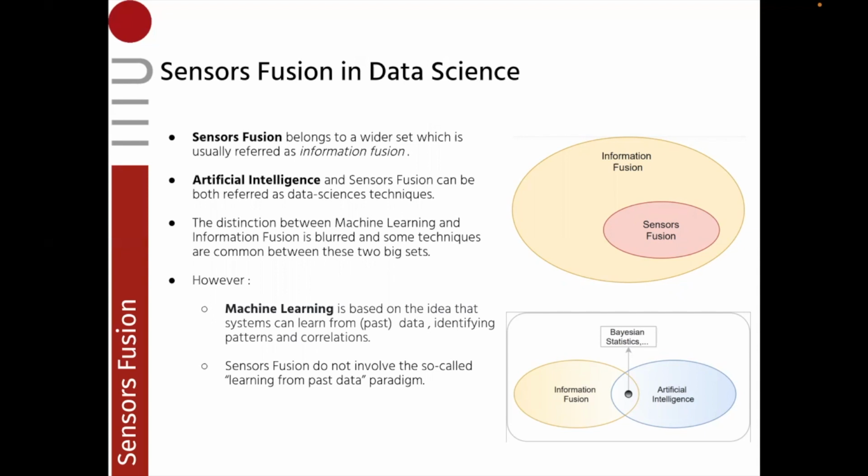Basically, the main distinction between these two areas is that machine learning, for example, is based on the idea that a system can learn from past data and identify some pattern or correlation for future prediction. In sensor fusion, we don't have this requirement. Learning from past data is not something vital, as we will see later, for example, in the Kalman filter algorithm. But yes, this is just to give us a bit of a topology of sensor fusion in the data science domain.